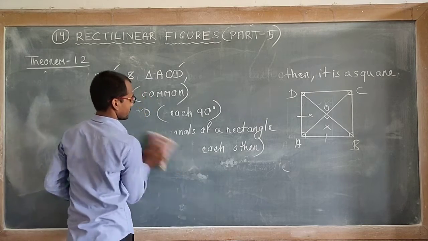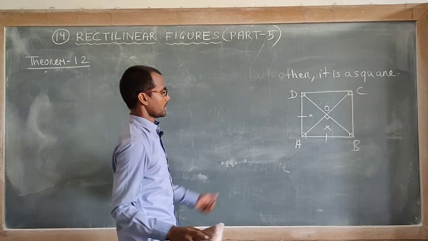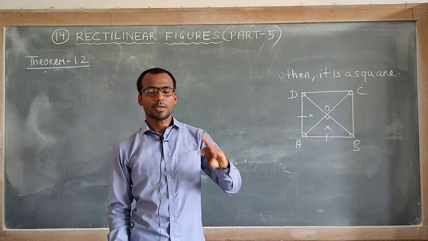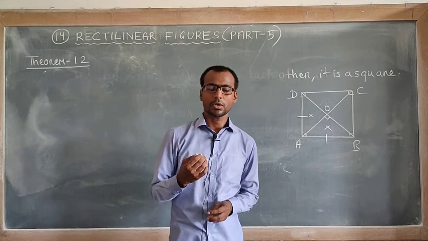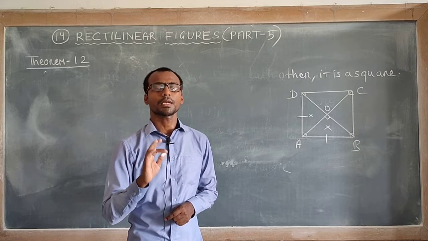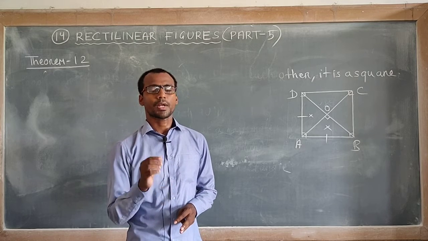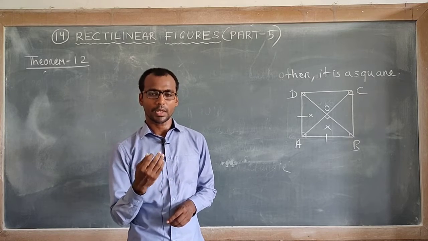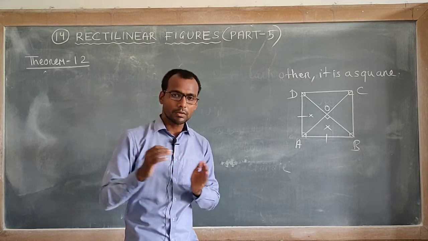Next, theorem number 13. Now, in these theorems for a square, theorem number 10, theorem number 11, theorem number 12, these three theorems we got a square from a rectangle. First was, if adjacent sides of a rectangle are equal, then it is a square. Second, if diagonals of a rectangle bisect the vertex angles, then it is a square. Third, if diagonals of a rectangle are perpendicular to each other, then it is a square. So from rectangle to square it is over.